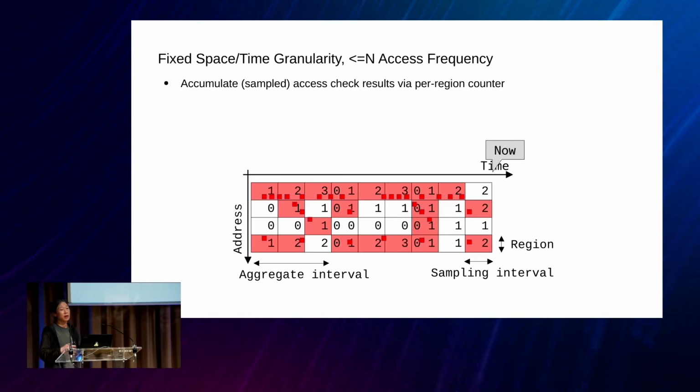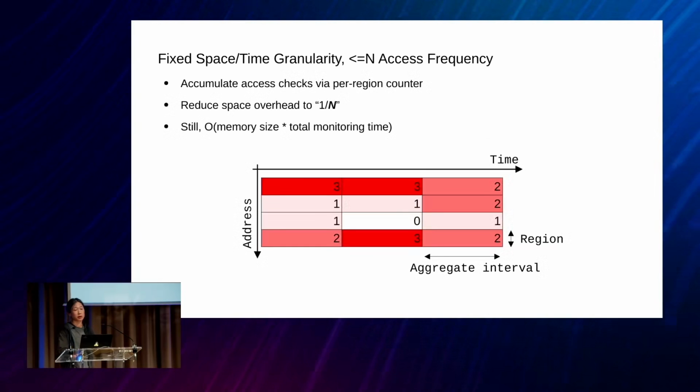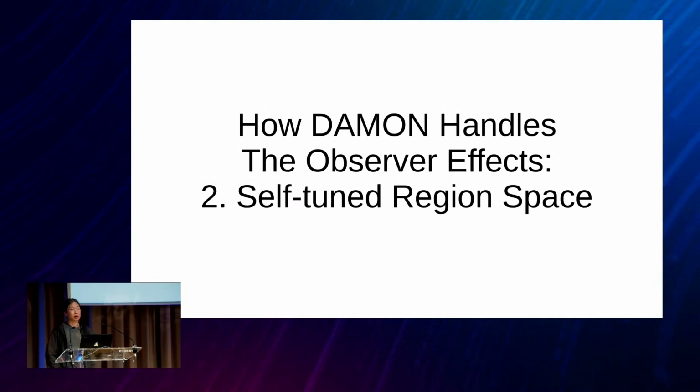By doing this, users can read the rough monitoring results of each region per aggregation interval by reading this counter once per aggregation interval, just before the counters are reset. Then the resulting visualization would look like this. So by using this approach, we further reduce the space overhead by a factor of n. Nevertheless, the overhead is still ruled by the memory size and the total monitoring time. And therefore, we further implement the second mechanism called self-tuned region space, or adaptive regions adjustment.